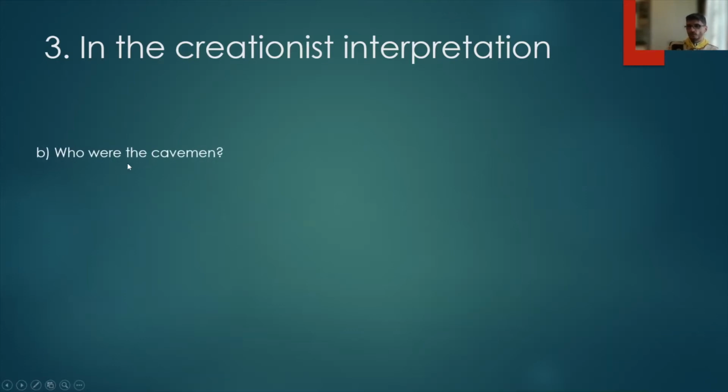And who were the cavemen? There were loads of drawings found in the caves, and the scientists are claiming they were thousands and billions of years old, but the reality is simple.